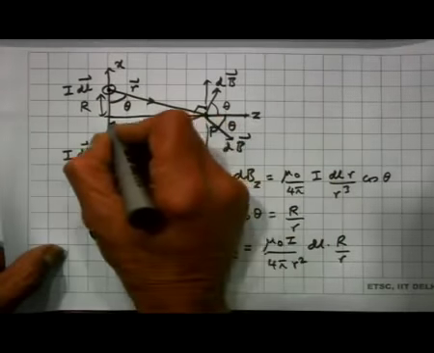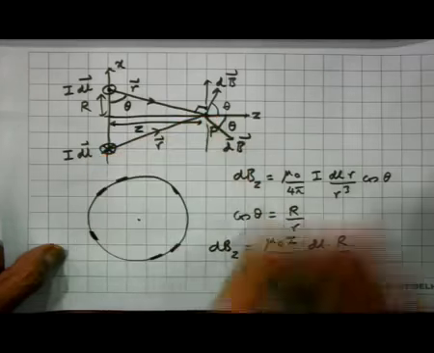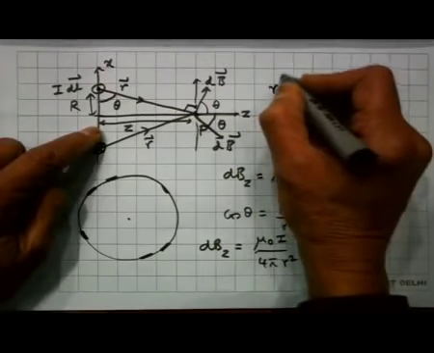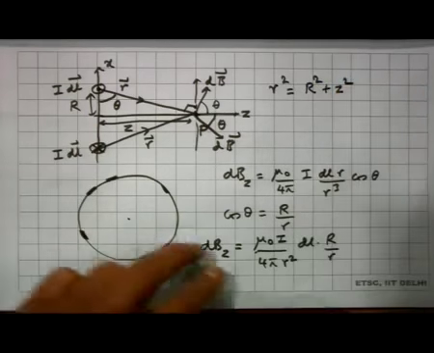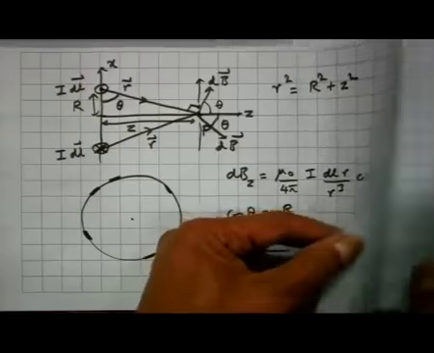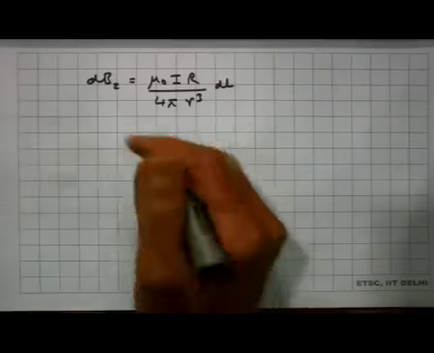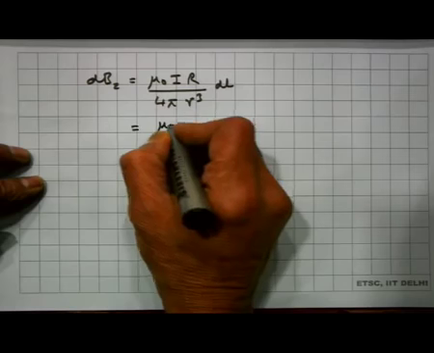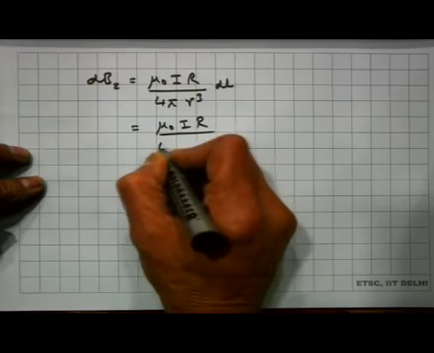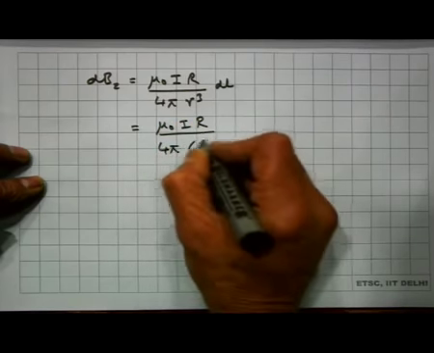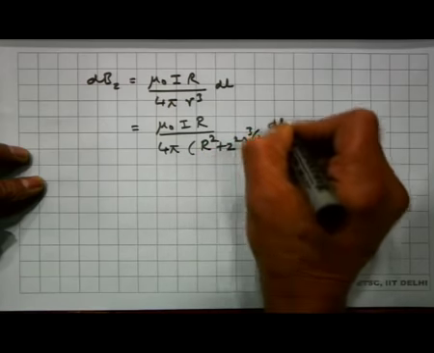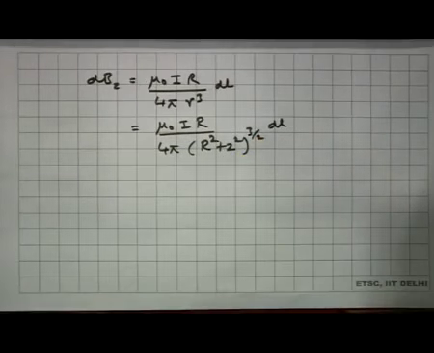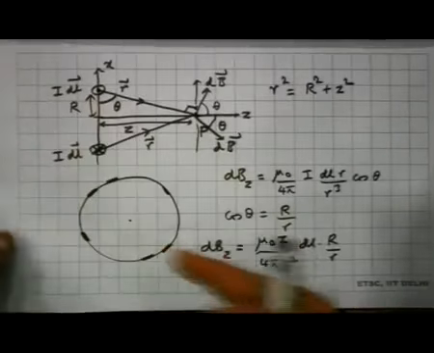And if you notice, if this distance is z, then r square is equal to r square plus z square. So, I can use this formula in this equation and write this as mu naught I r by 4 pi into r square plus z square raised to the power 3 by 2 dl. So, that is the magnetic field produced by a small current element dl.